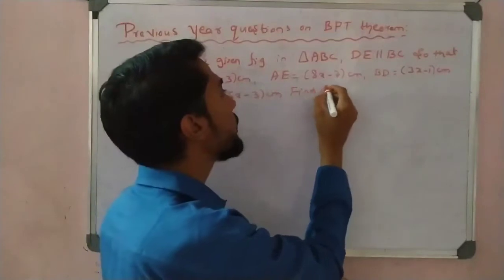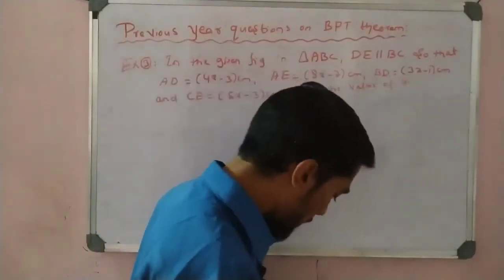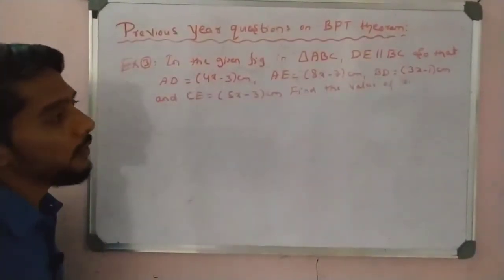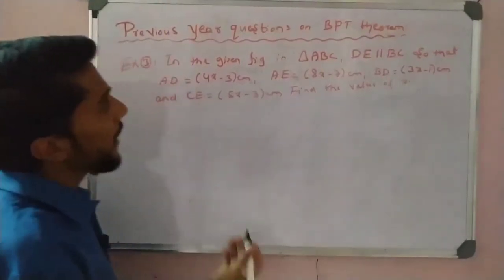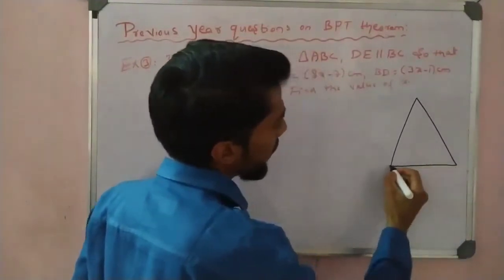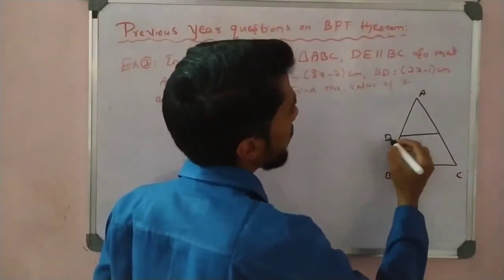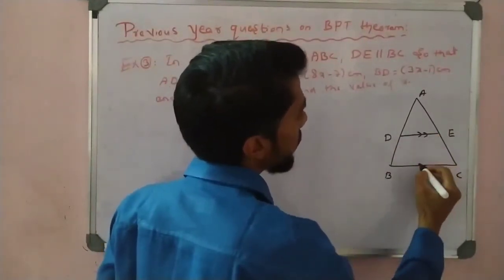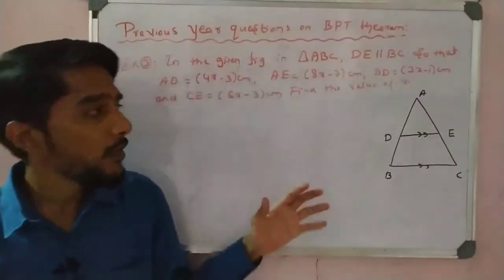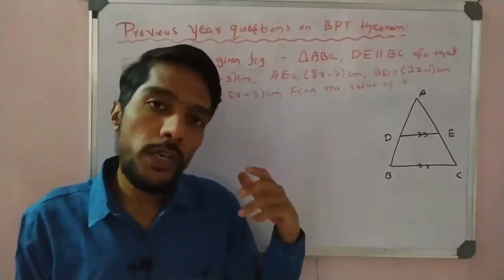Find the value of x. It is very simple. I think you should pause the video and first try yourself. A diagram is given, so I will first draw the diagram, or you can draw it yourself. This is A, B, C, and this is DE, which is parallel to this side. All things are given, so please pause the video and solve it yourself. Then see my solution. 1 2 3 start.